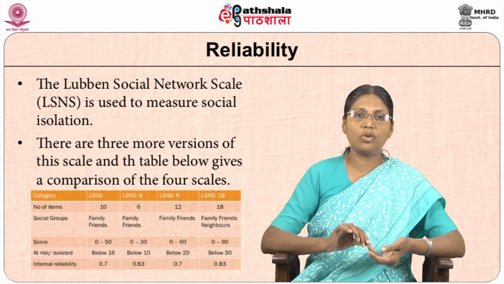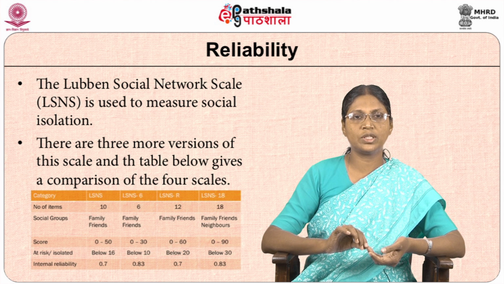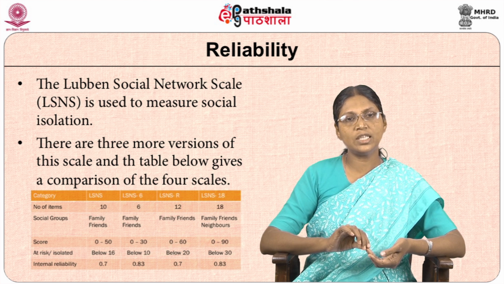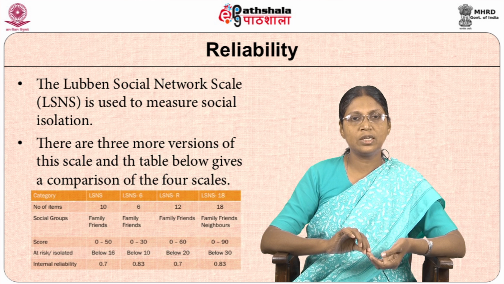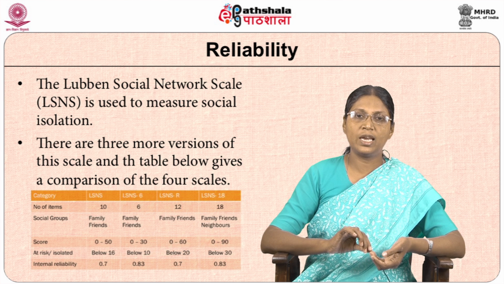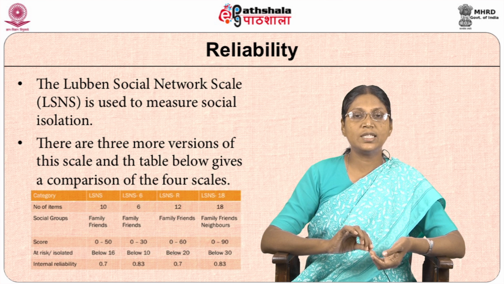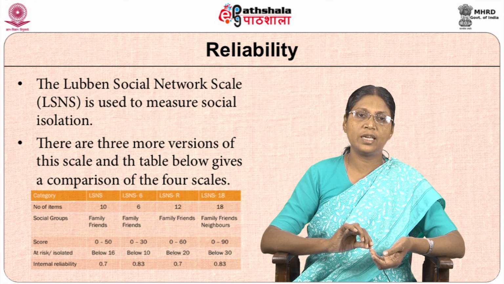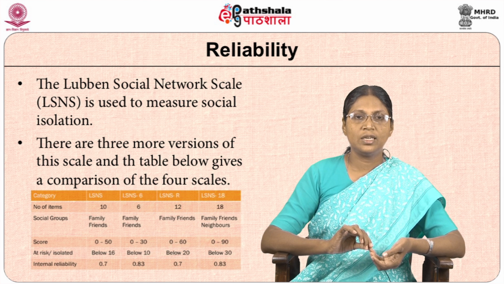All items on all 4 scales are given equal weight and scores for each item range from 0 to 5. The total scores range from 0 to 50, 0 to 60, 0 to 30, and 0 to 90 for LSNS, LSNS-R, LSNS-6 and LSNS-18 respectively.